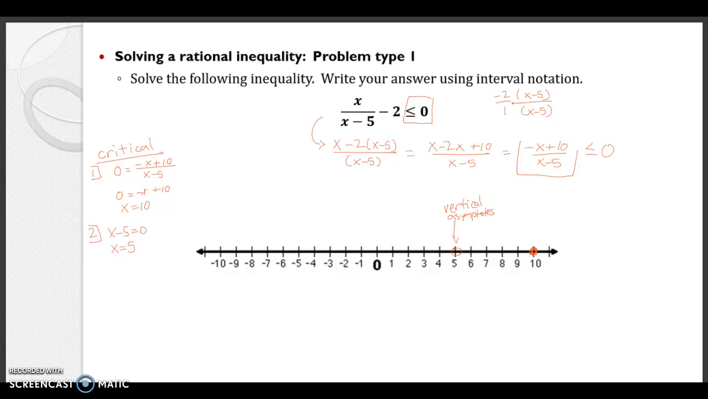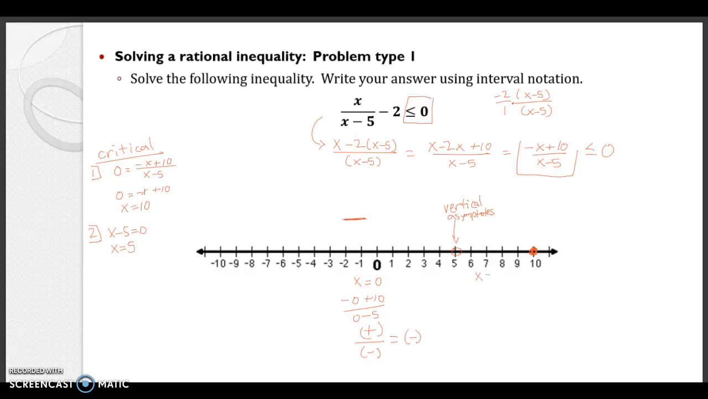And then very similar to polynomials, I'm going to check points in between my critical values. So let x equal 0. What I'm going to get on the numerator is negative 0 plus 10 over 0 minus 5, which is a positive divided by a negative. Remember, I'm not really too worried about the values. I'm worried about the signs. So this is going to give me a negative value. So in the interval from negative infinity to 5, I have a negative value.